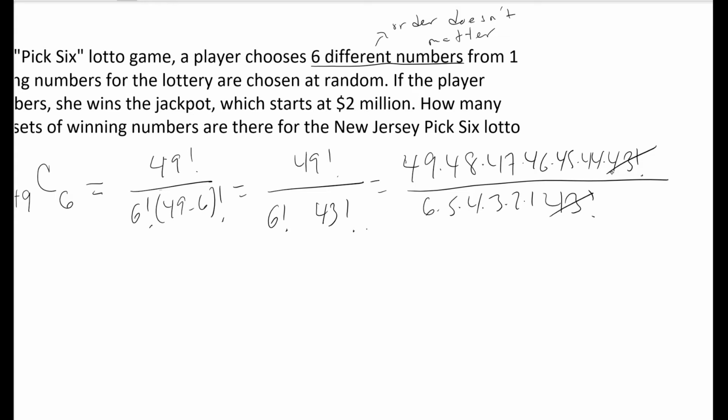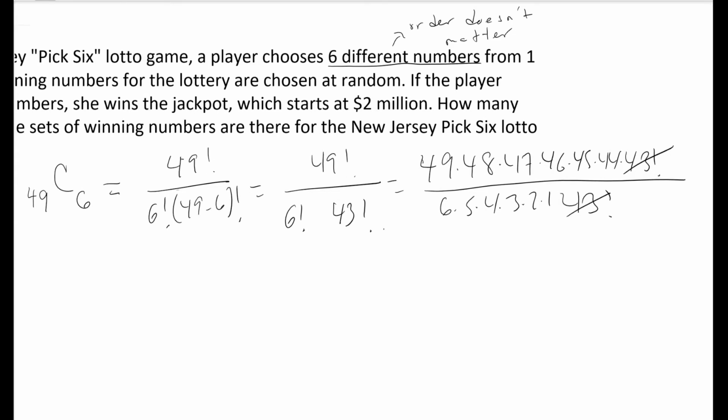But you can always plug this into the calculator, because the calculator has a combination function. As long as it's a scientific calculator, most of them have a combination function. But otherwise, if you don't have that, you can always just do this. So the number of different sets of winning numbers is 13,983,816.